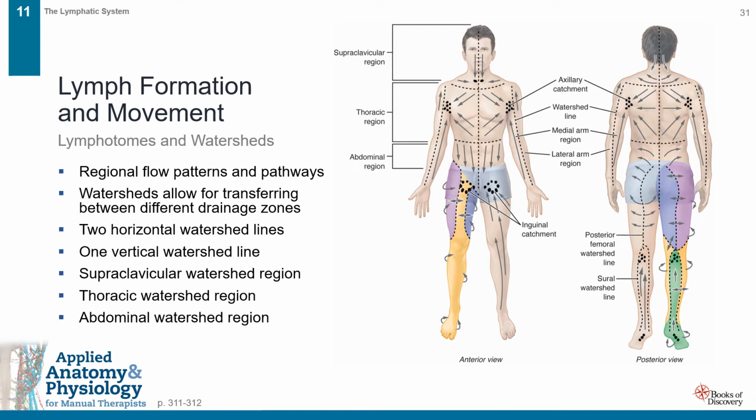The supraclavicular watershed regions have lymphodomes that carry lymph from the head and neck directly to the terminus. The thoracic watershed regions, located between the clavicular and umbilical lines, drain lymph from the regions to the axillary catchments. The abdominal watershed regions direct superficial lymph from the lower abdomen into the inguinal catchments, but lymph from the abdominopelvic viscera follows a more direct path into the cisterna chyli or thoracic duct.